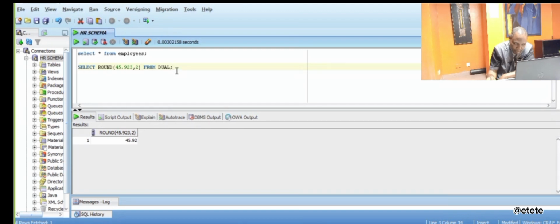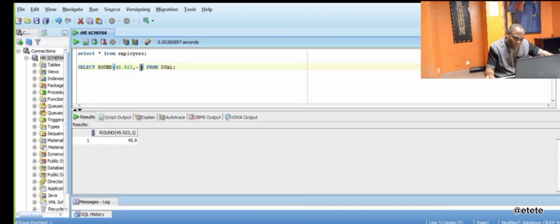Are you with me? If I change this 2 to 1 and I run it, see, 45.9, because the 2 is still not up to 5, so it cannot round it up. If I change this 1 to -1, this simply tells you that it is 10 raised to the power -1, which will now be 1 over 10 raised to the power 1. So 10 raised to the power 1 is 10. Now, this -1 tells you that we are rounding the left-hand side of the decimal point.